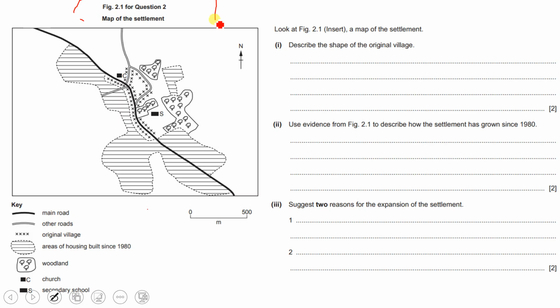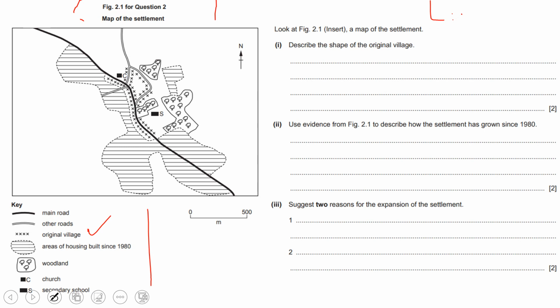So you look at your key, it will tell you which symbol on the map represent the various forms of settlement. So here we have the original village, this one's with stars. So you can find them here around the road, so that will indicate a linear settlement around the low road. So they have linear settlement.